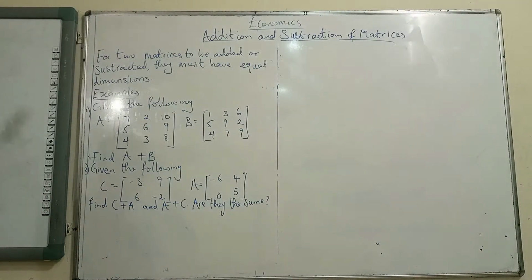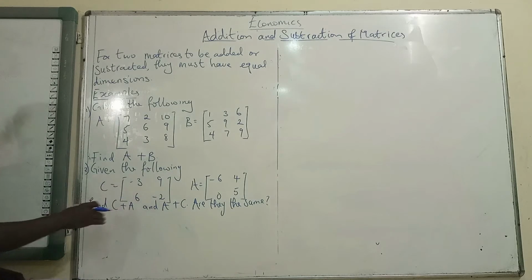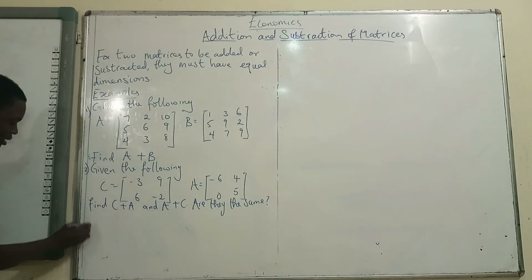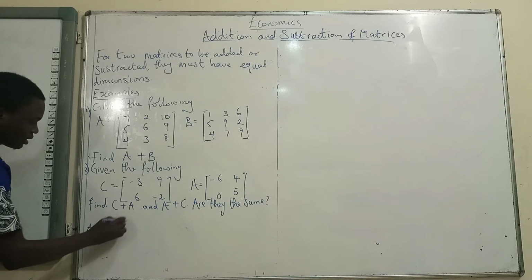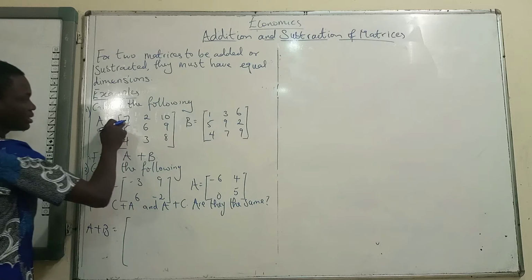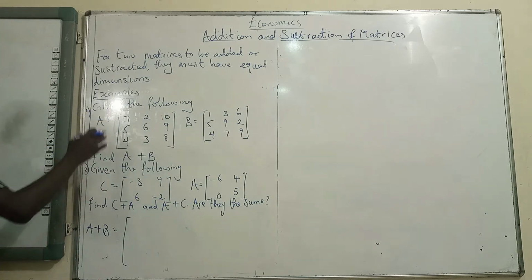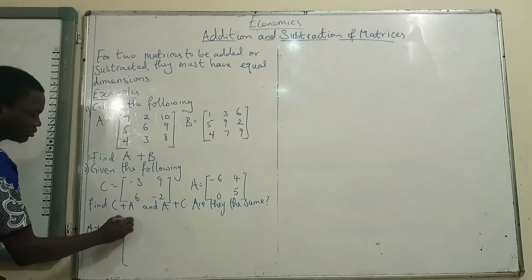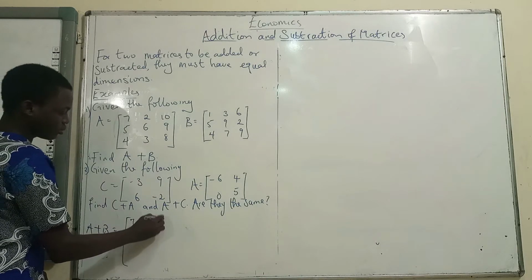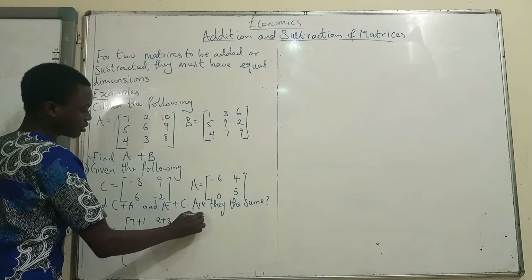So how do we solve this? Let's start from the first. This is A and this is B. What I just have to do is add up the corresponding entries. So A plus B would now be 7 plus 1. This is A11, right? So A11 plus B11. If you attended the previous class, you understand what I mean. So we have 7 plus 1, 2 plus 3, then 10 plus 6. So we proceed that way.